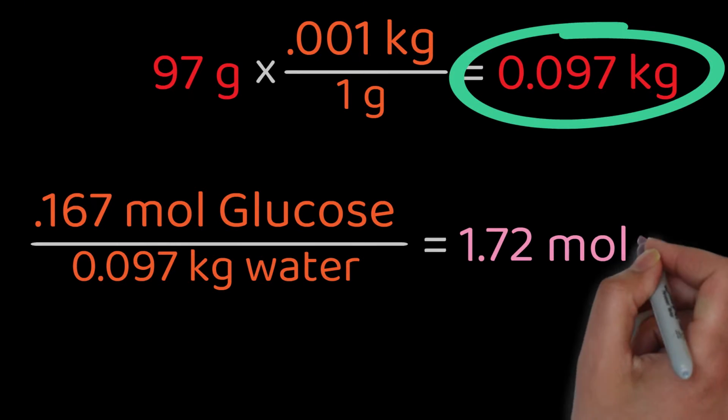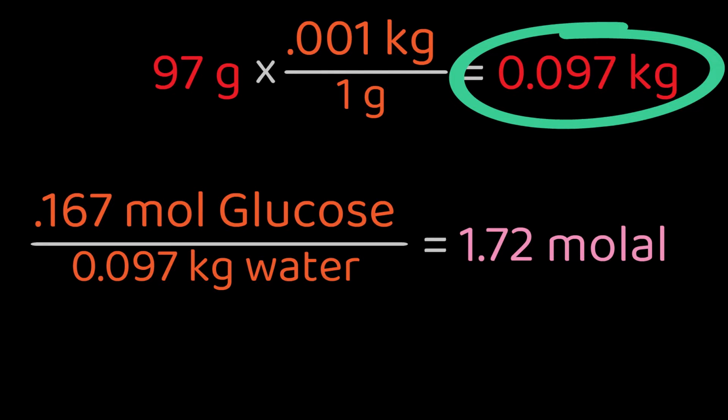This gives us 1.72 molal of glucose. Molality is symbolized by a lowercase italic m, but can also be written as molal to avoid confusion with meters. Now that we have moles, we can calculate the mole fraction by dividing the moles of glucose by the total moles.